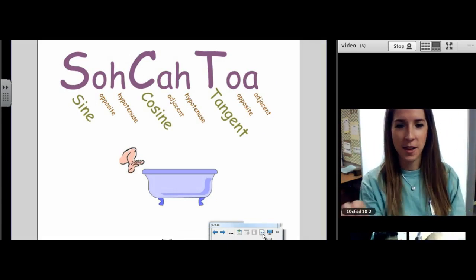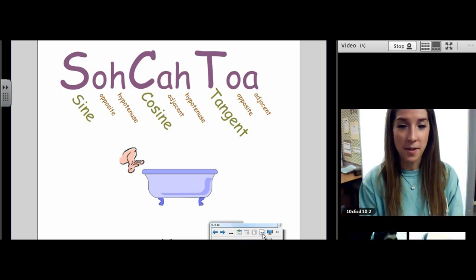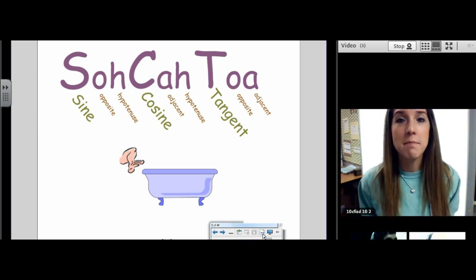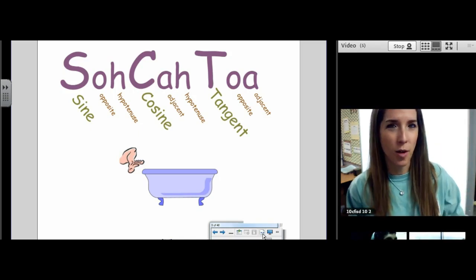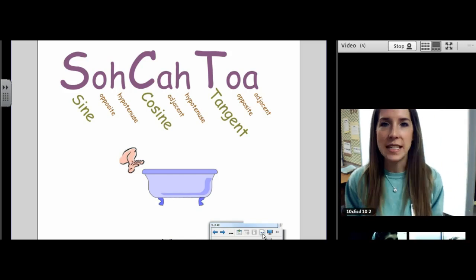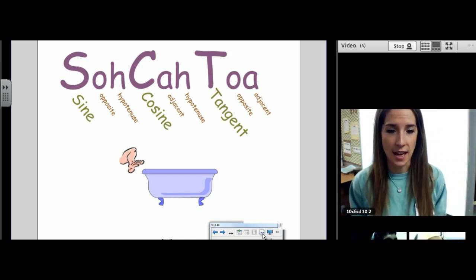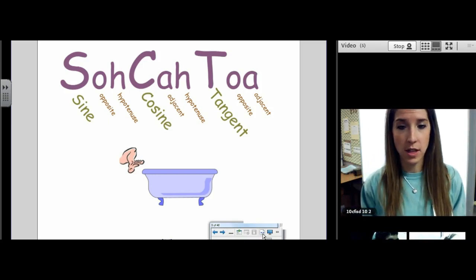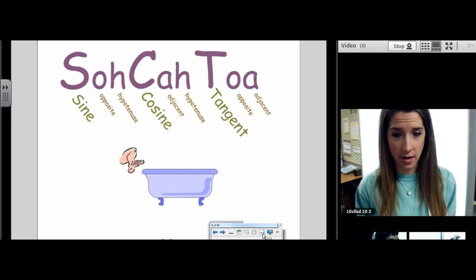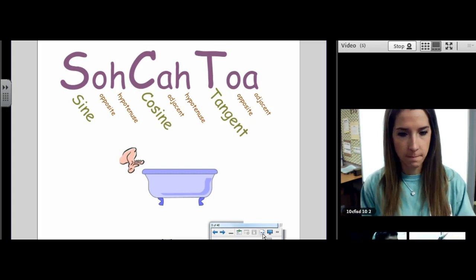Get it? Soaking a toe? Okay, anyways. SOHCAHTOA, write it down. If you can memorize how to spell this, not just how to say it, because if you spell it wrong, it's not going to help you. If you can memorize how to spell this, you will never get confused about trig again, about the order at least. Sine is opposite over hypotenuse, cosine is adjacent over hypotenuse, and tangent is opposite over adjacent. It goes in perfect order if you spell it right.